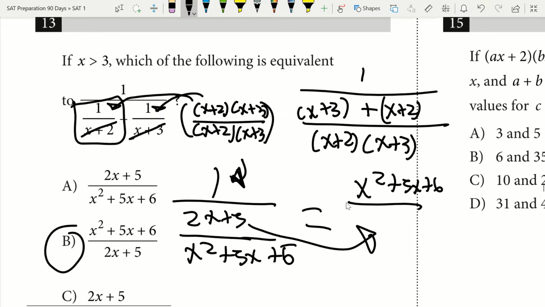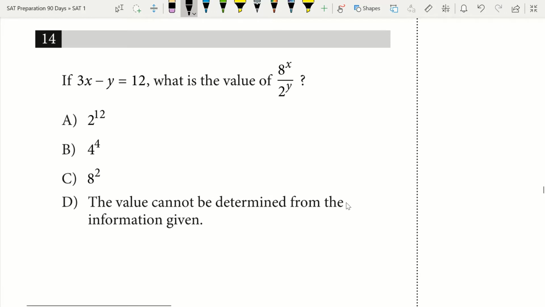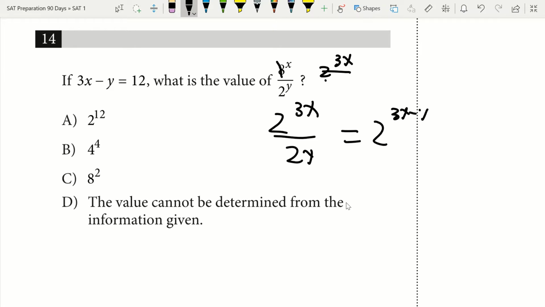Now we go ahead and move on to question 14. Where is that at? Down here. If 3x minus y equals 12, what's the value of 8 to the x over 2 to the y? I know that this 8 here can be rewritten as 2 to the power of 3, to the x, over 2 to the y. I'm going to rewrite that because it's sloppy. I know that can be rewritten then as 2 to the power of 3x minus y. I know 3x minus y is 12, so that can be rewritten as 2 to the 12th. Answer there is going to have to be A. So 14, answer there is A.